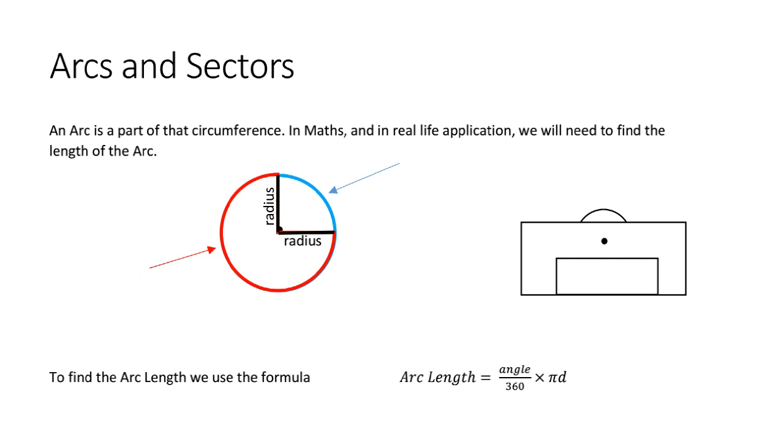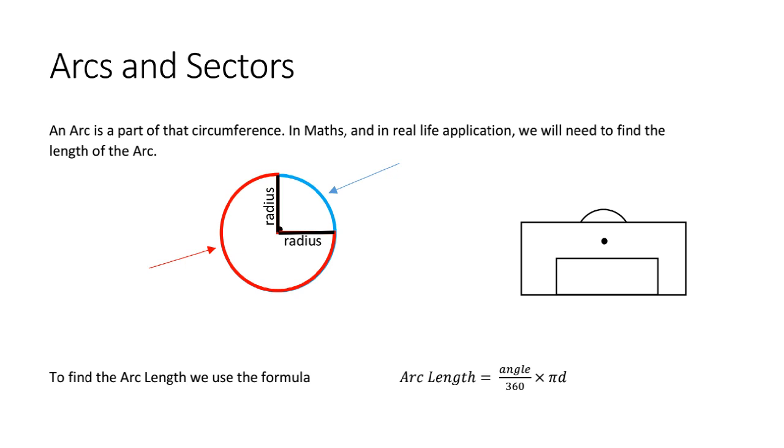So let's look at what an arc is. An arc is a part of that circumference that we saw in the previous circle. In maths and in real life application, we sometimes need to find the length of the arc. If you look at the circle itself, we have got this blue line and we have got this red line. These are both arcs. They are both part of the circumference.